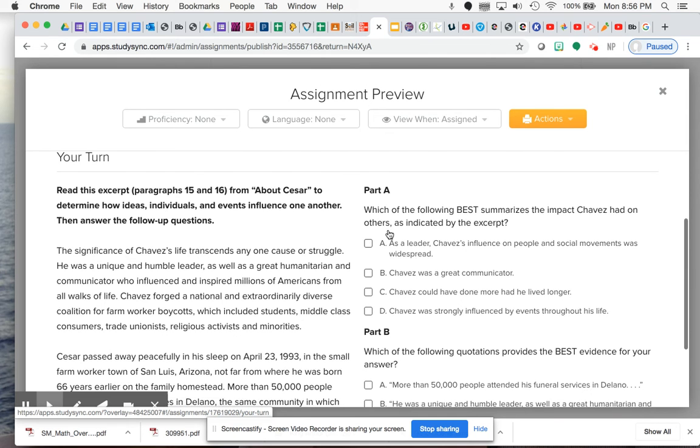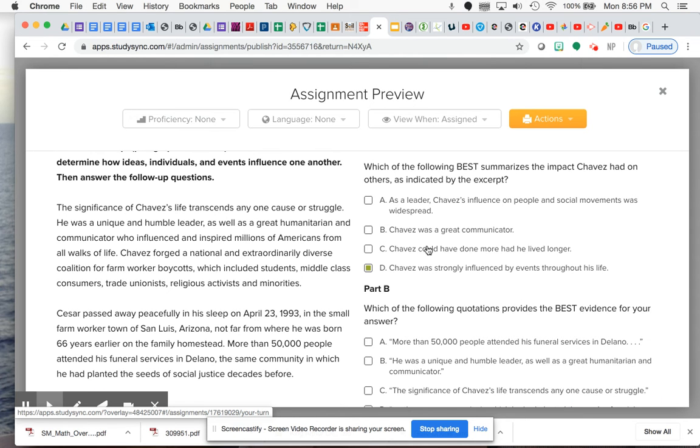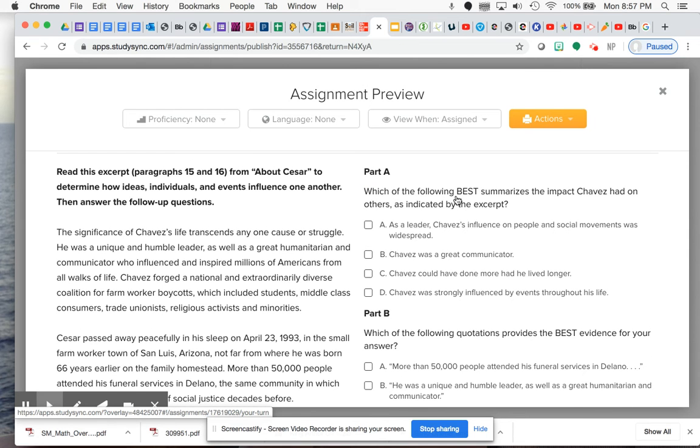So I'm going to read the questions first to give you an idea of what our purpose is to look for as we're reading this. I'll then read these two paragraphs, and then again, I will come back to these questions. Part A says, which of the following best summarizes the impact Chavez had on others, as indicated by the excerpt? Now, you could really say that, honestly, 2 or 3 of these could be good answers. So we need to pick the one that best summarizes his impact.